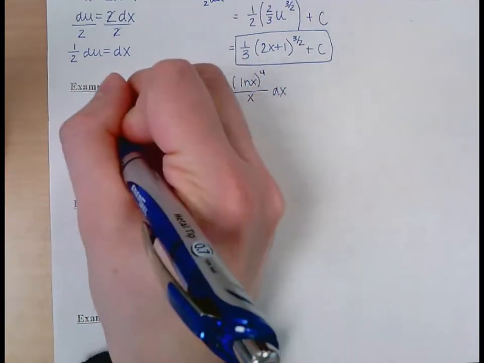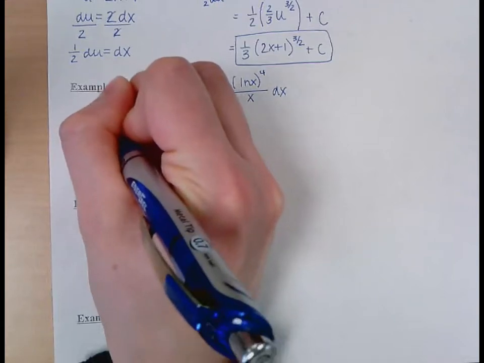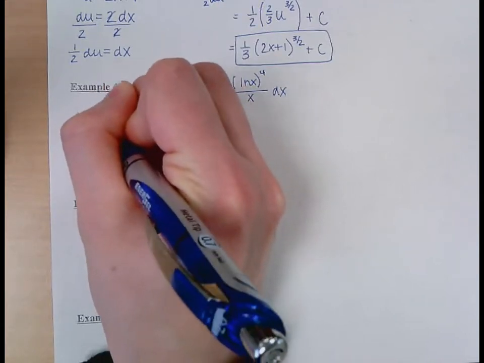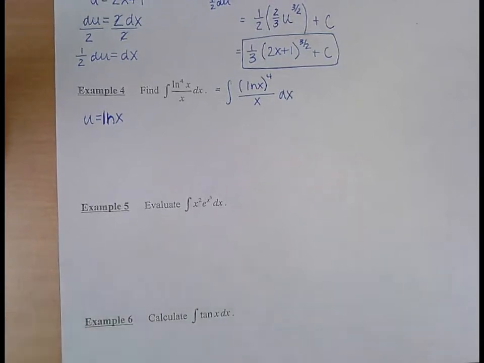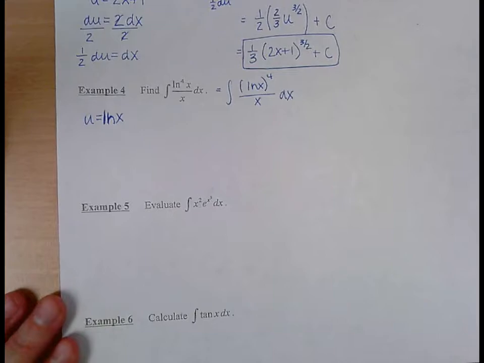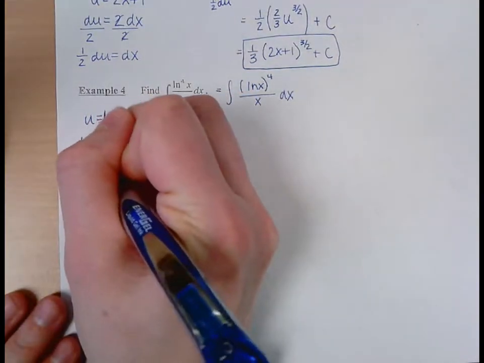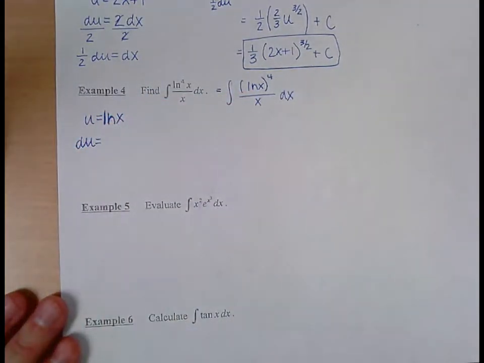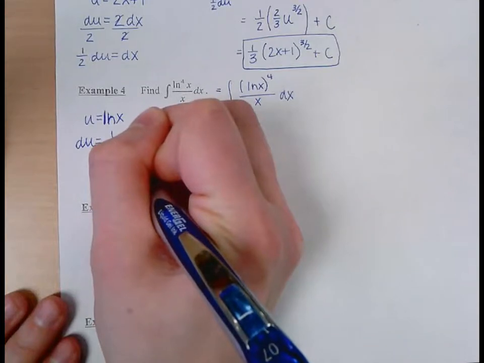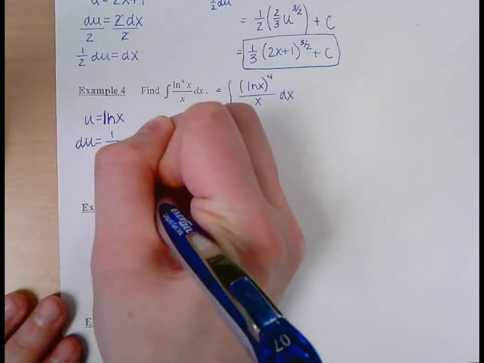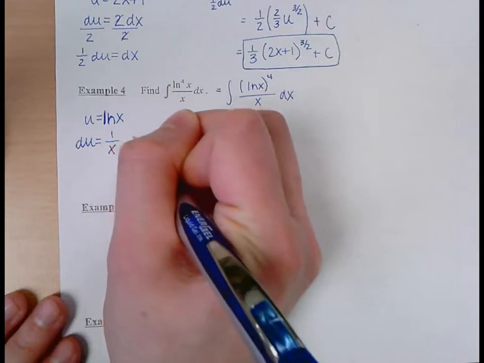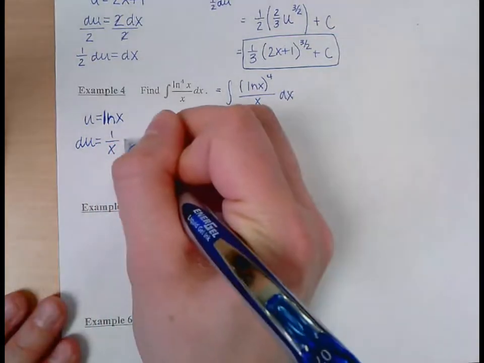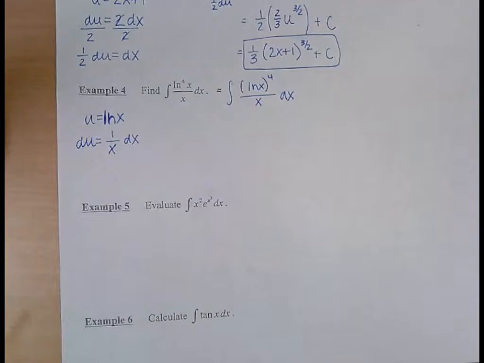I'm hearing some natural log. Oops. Natural log, that is an N, not an H. That's not a great N. Natural log of x. And again, you try it. If it doesn't work, you try something different. So if u is natural log of x, what is du? So the derivative is 1 over x dx.